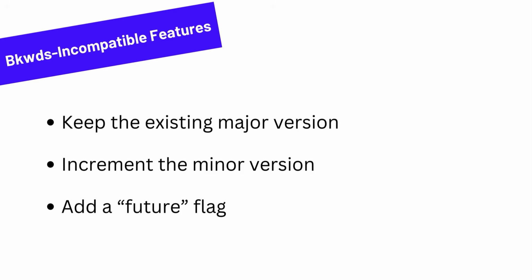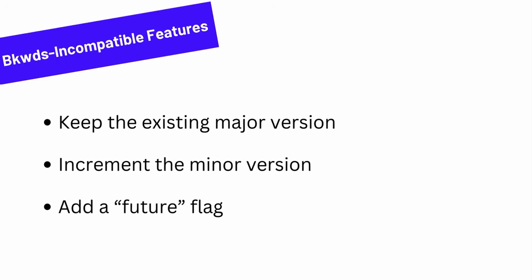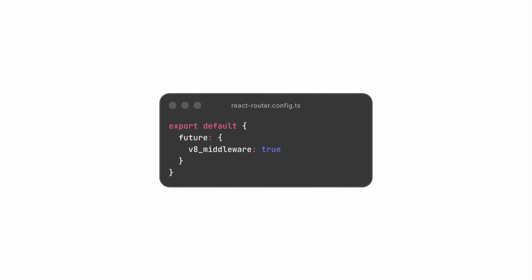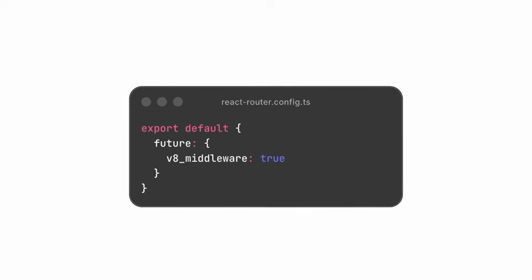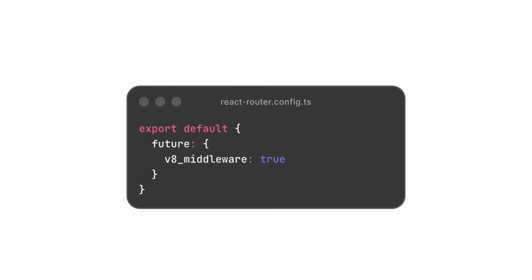You can set future flags in your React Router config file under the future attribute. For example, if you were currently using React Router version 7, there would be a future flag for middleware, which you could turn on with v8 middleware is true. So with this future flag set in your React Router config, the next time you run your app, React Router will allow you to use the v8 middleware API, even though you're still on version 7.